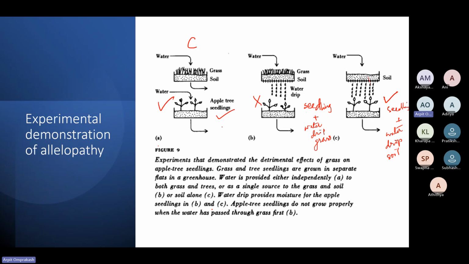That is because the soil is not having any effect on the water drip from the soil, it does not have any effect. And when we see that there is a detrimental effect to the plants that are growing in this area, in this grass water-fed area, we know that this is because of the water drip that is coming from the grass. And therefore, the grass is secreting some compounds that are basically having negative effects on the growth of the apple tree seedlings.